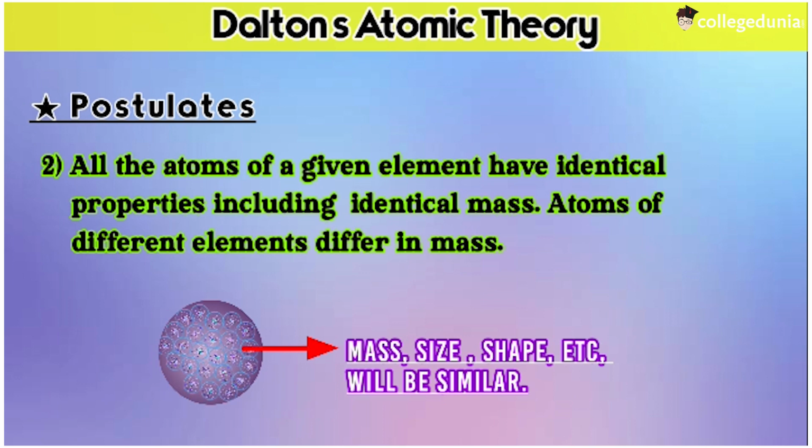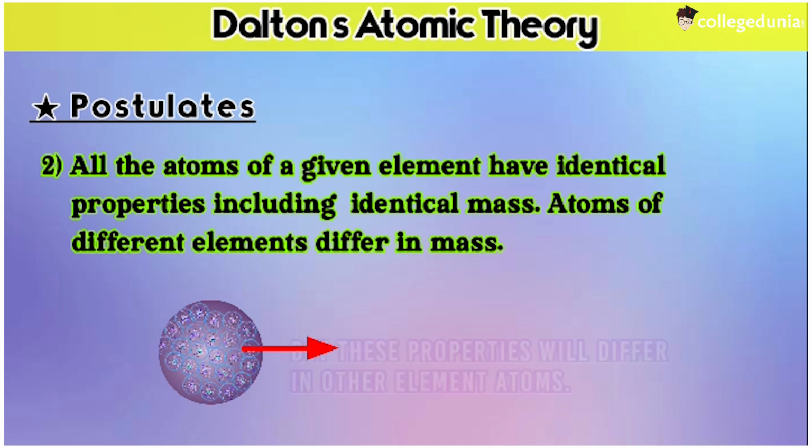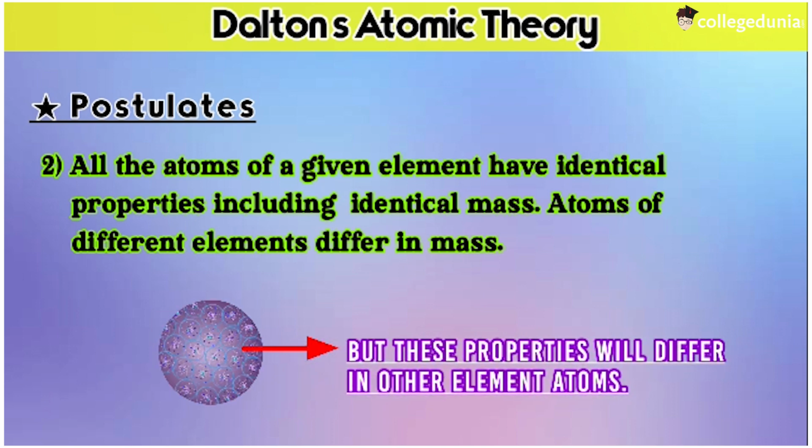Of that atom. Now as I said, one atom's properties will be similar to all the other atoms in the same kind of element, but it will differ in the atoms of other elements. Okay, so now let's understand this more clearly through an example.